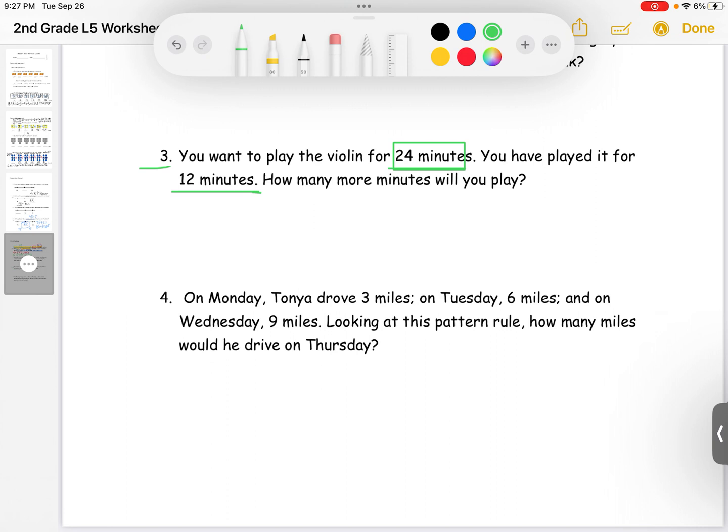So we know that we played for 12 minutes already, but we want to have a goal time of 24 minutes. So we want to play for 24 minutes, but we already played for 12 minutes. So 24 minus 12 is 12. So you will have to play for 12 more minutes.